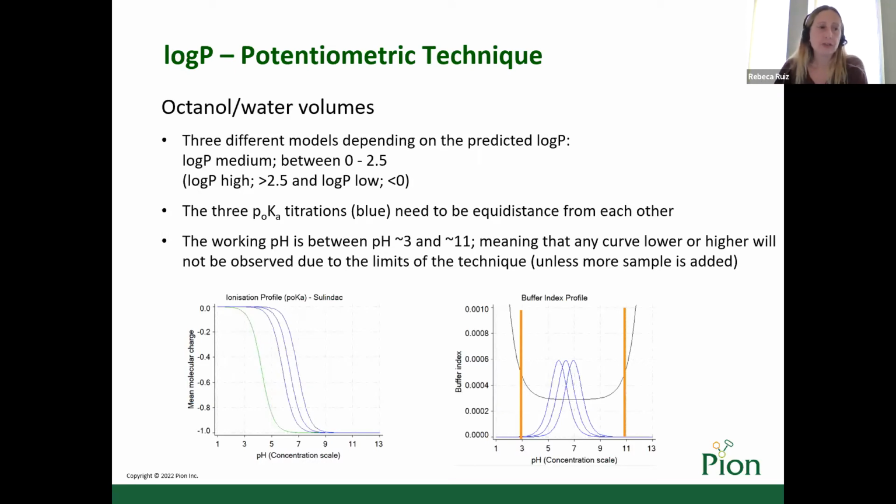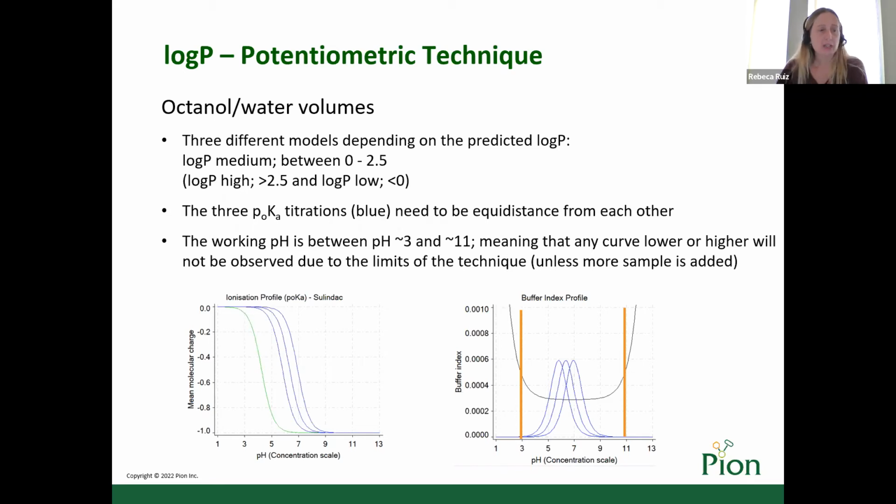And there are three different models for log P determination, and they depend on the amount of octanol and water that is used. Log P medium is for samples with log P values between 0 and 2.5, more or less. Higher than 2.5 is considered high, and lower than 0 is low.